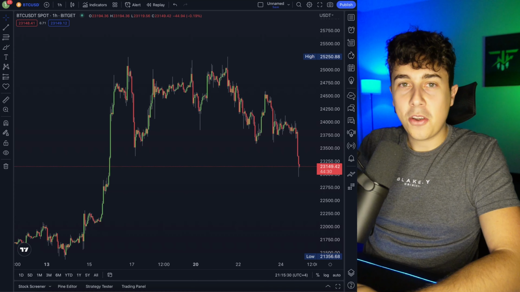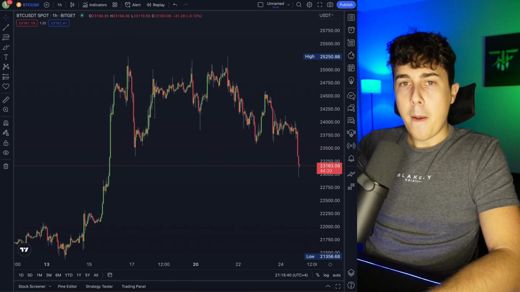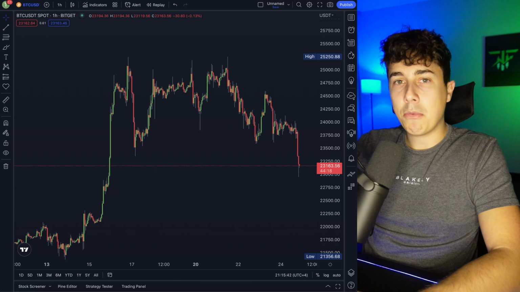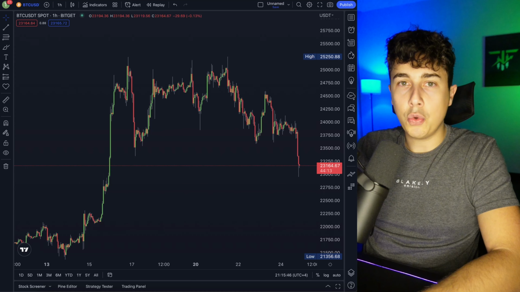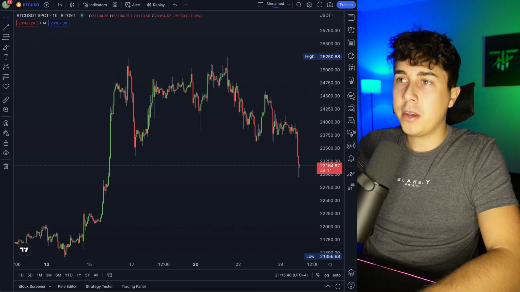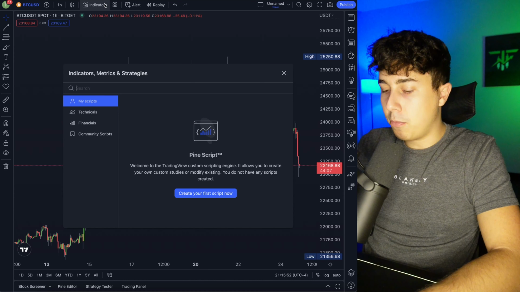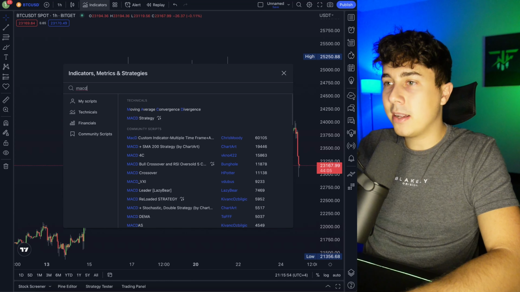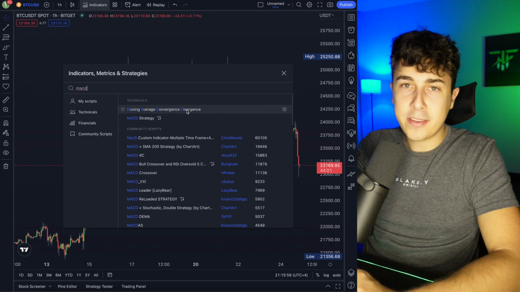Today we're going to take a look at the MACD indicator, which a lot of traders are using in their trading. But before we start to explain what the MACD is, we have to take a look at how we can integrate the MACD into our chart here on TradingView. For this, we click up here on this little indicator box and search for MACD. And there you can see MACD stands for the moving average convergence divergence.